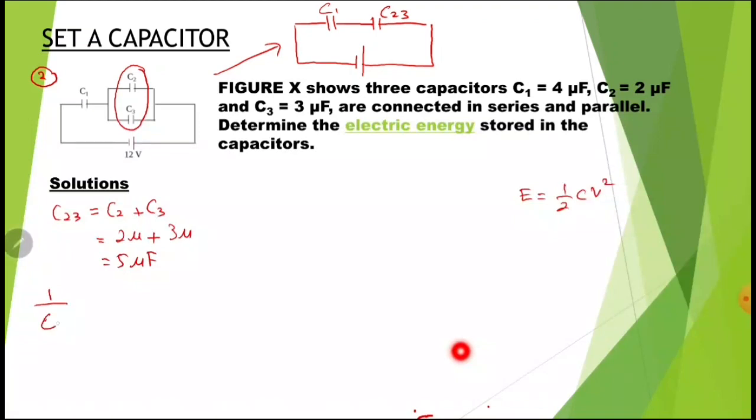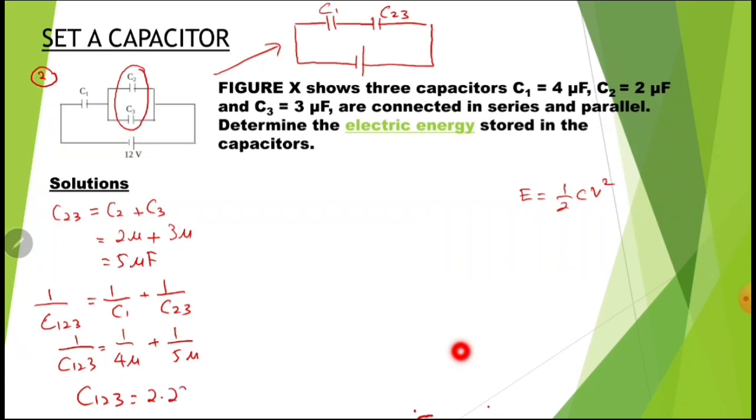So, bila series, C123 equal to 1 over C1 plus 1 over C23. So, C1 kita, so 1 over 4 micro plus 1 over 5 micro, 1 over C123. So, jangan careless, kita nak C123. So, kena 1 over kan dia. So, sini kita dapat. So, C123 is 2.22 micro. Ni baru dapat C.